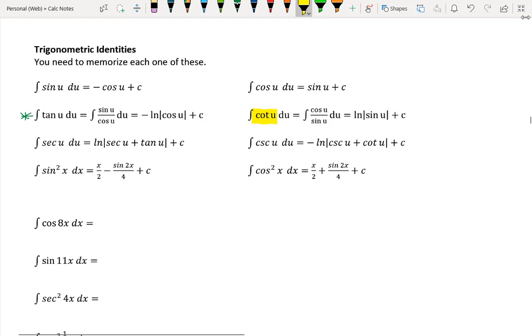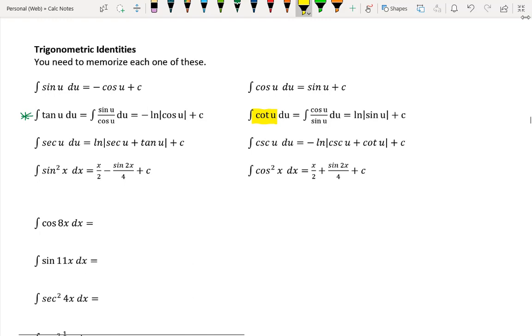Alright, we also have an integral for secant. You'll notice this isn't secant squared. So the integral of secant is the natural log of secant u plus tangent u plus c. Cosecant, same thing. The integral of cosecant is negative. Remember, because all the c's are negative. Okay, so the integral of cosecant u du is negative ln, and again, it looks very similar to secant u, cosecant u plus cotangent u plus c.